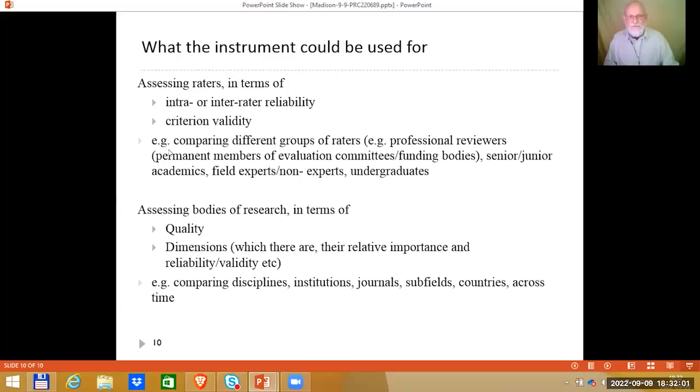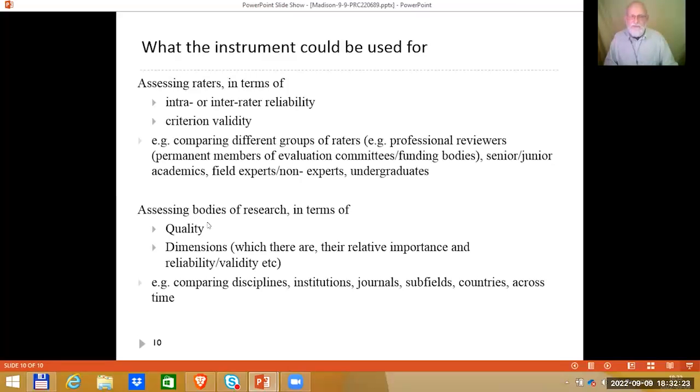And by assessing raters, we could, of course, also compare different groups of raters if that is of interest. For example, professional reviewers compared to non-experts, experts, even undergraduates. Maybe they have a very good sense of scientific quality. We don't know. It can be explored.